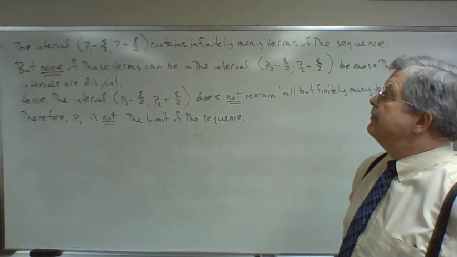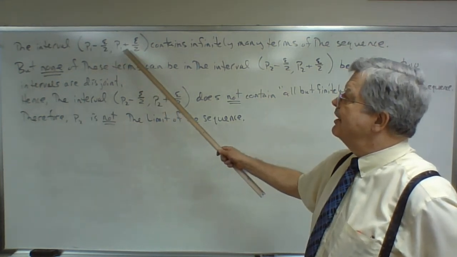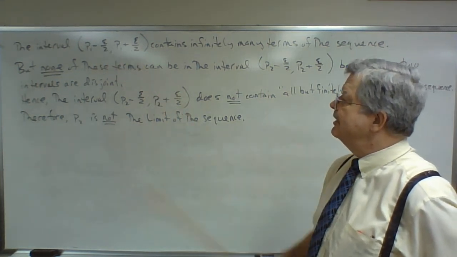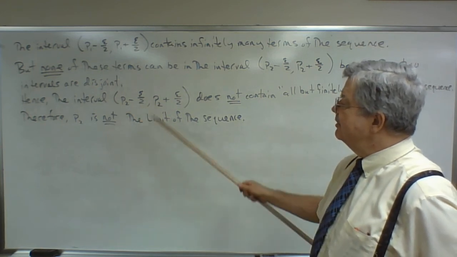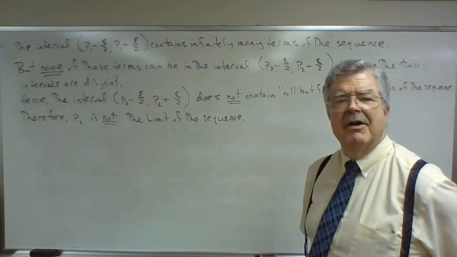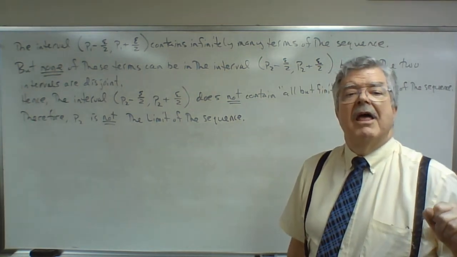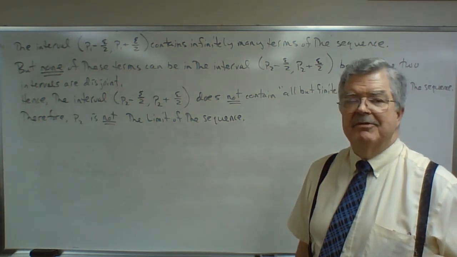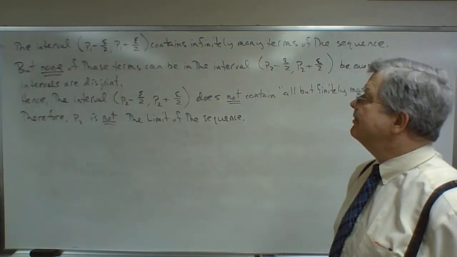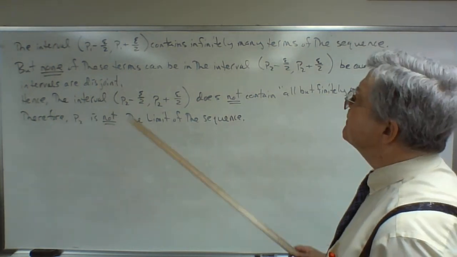So remember where we were. The intervals (P1 minus epsilon over 2, P1 plus epsilon over 2) and (P2 minus epsilon over 2, P2 plus epsilon over 2) are disjoint, and they both contain infinitely many terms of the sequence. So where does that leave us?